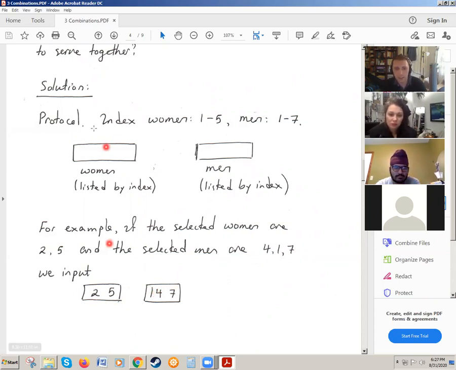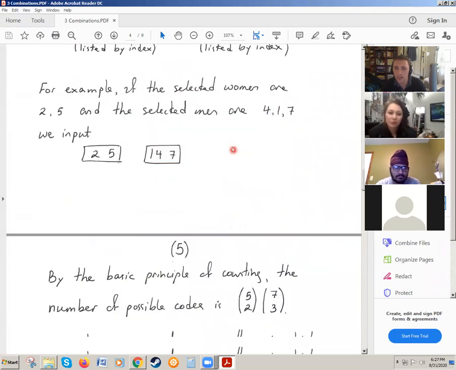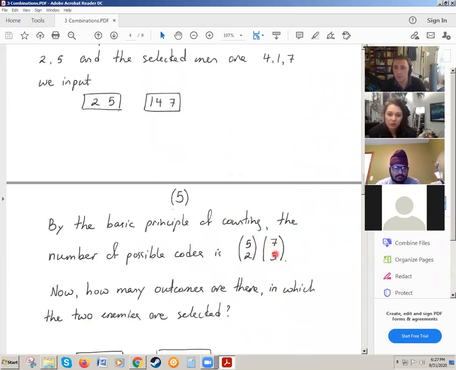Okay. Because once I select them, I can fix an order by which I hold them to be, right? So this box, I know how to count separately. This is 5 choose 2. And this box is 7 choose 3. Okay, and then between them, since those are two experiments, I use the principle of counting. I multiply. So the answer is 5 choose 2 multiplied by 7 choose 3.